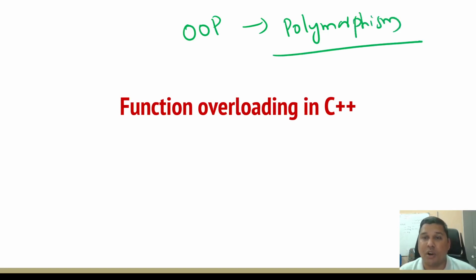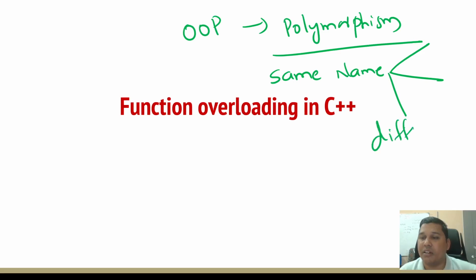Okay, one feature of C++ is polymorphism, or object oriented programming. What does polymorphism mean? Same name, but different meaning. Polymorphism means different forms: same name but different forms.